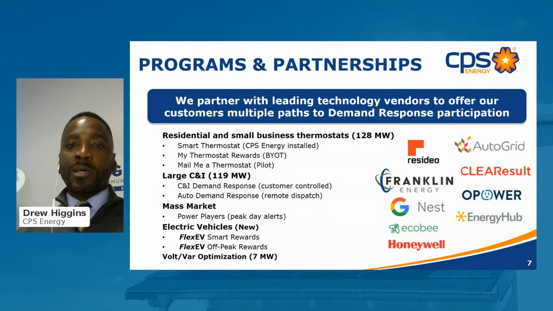So what does this look like from a results standpoint? Well, residential and small business thermostats accounted for 128 megawatts of demand reduction. Large C&I customers, 119 megawatts. And then we had mass market, which is our behavioral demand response, and we'll get into that as well. And then our newest programs involve electric vehicles.